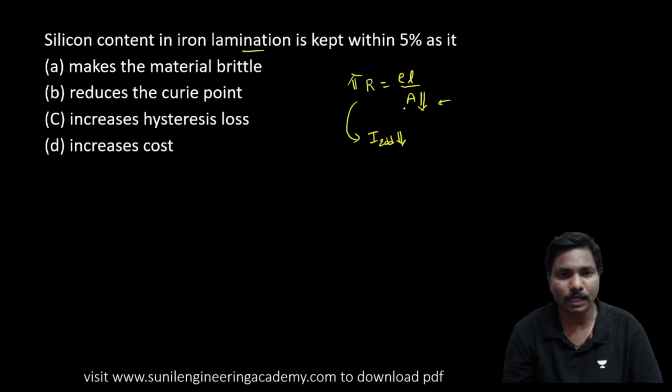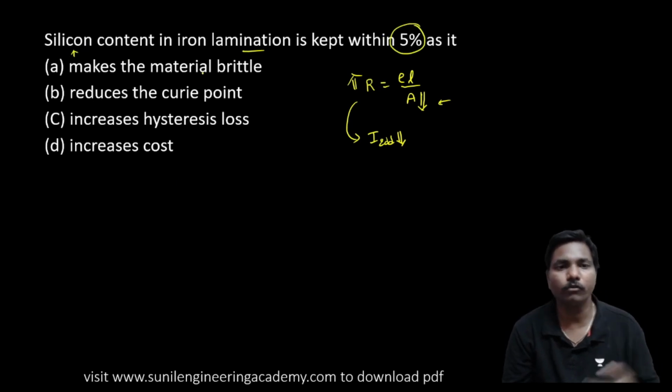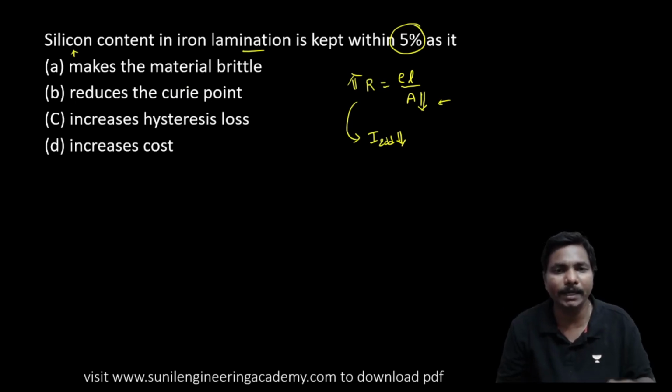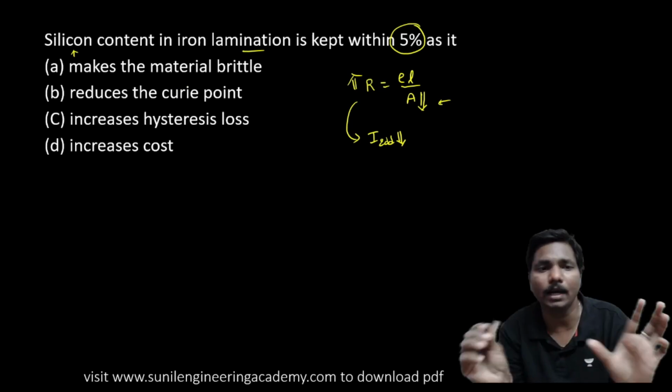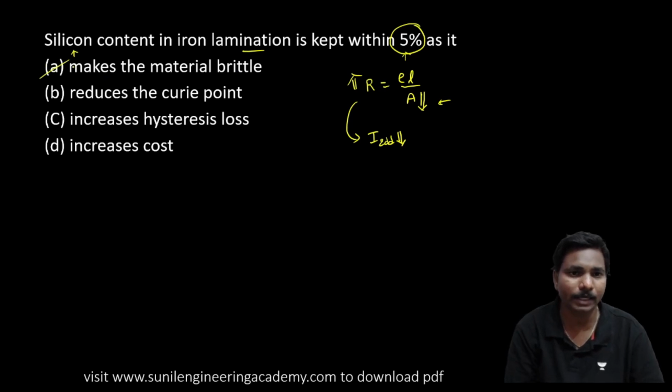In this lamination, generally to reduce the conductivity and also to reduce the hysteresis losses, we add some silicon content. The silicon content is limited to 5%. Why? Because if you add more silicon, the material will become brittle. What is meant by brittle? If you try to bend it, it may not bend. It will break. We don't want that property. So that's why we don't want to increase the percentage.